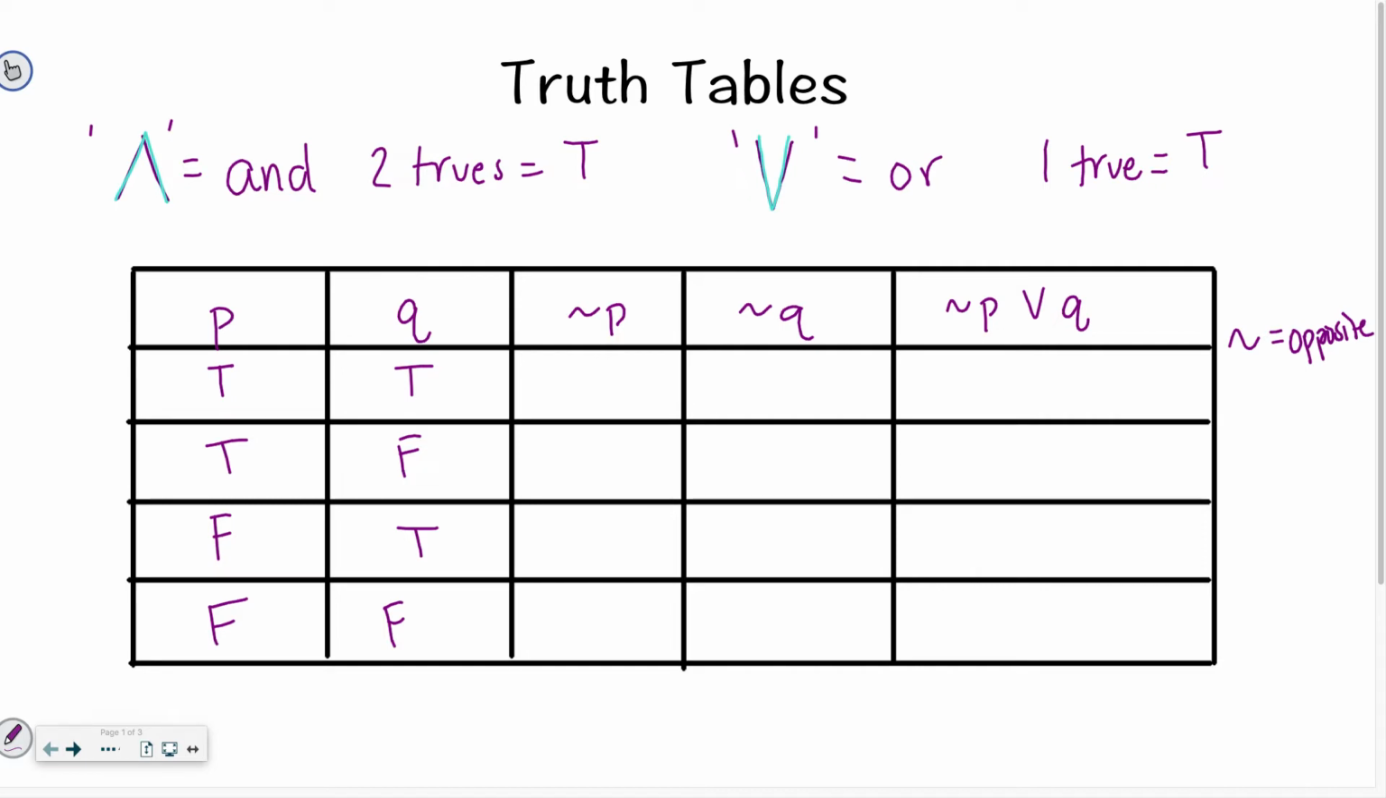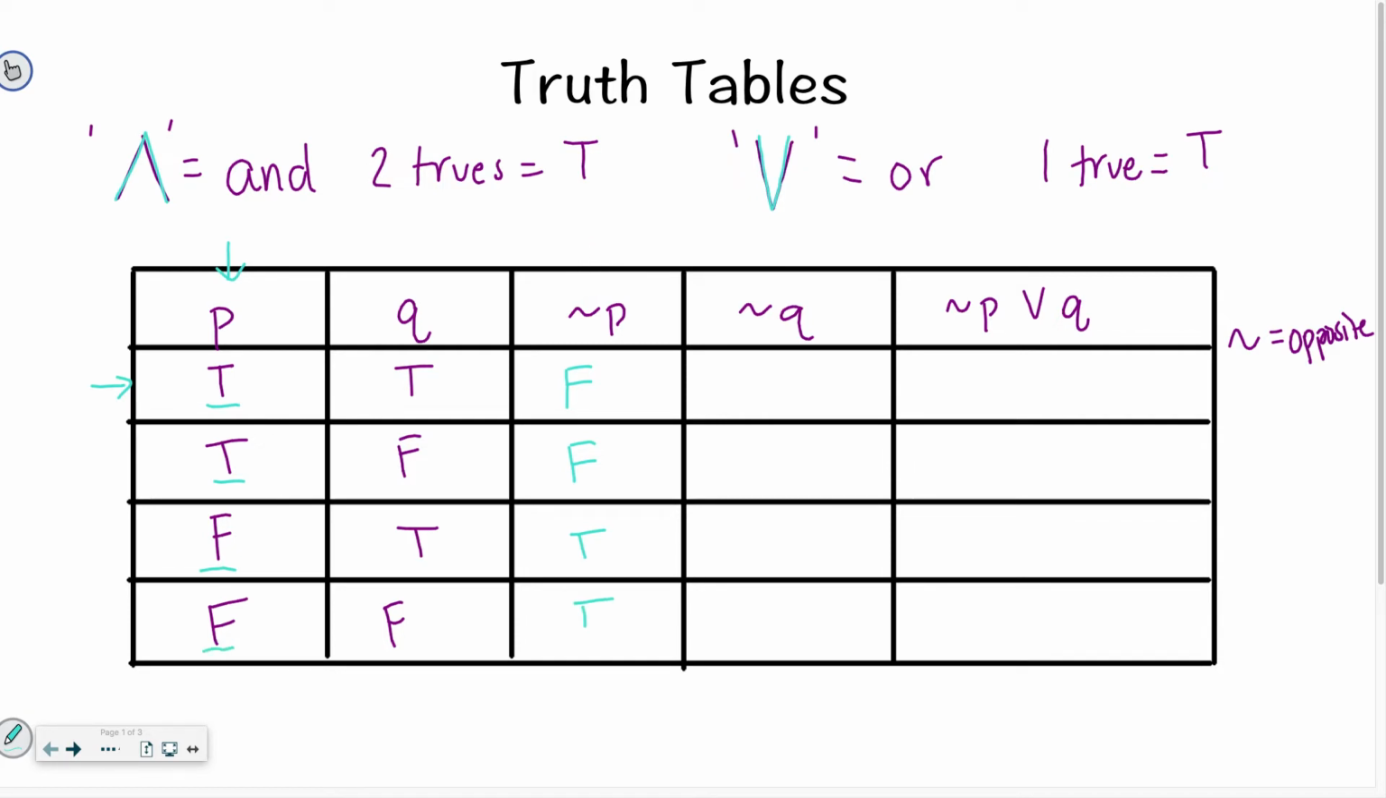Now, the next column you'll see is the negation of P, or the opposite of P. So what I'm going to do is go back to that first column, that's P, and do the opposite of whatever is written here. So this is a true, so here it's going to be a false. This was a true, so here it's false. This is false, this is true, false, true.